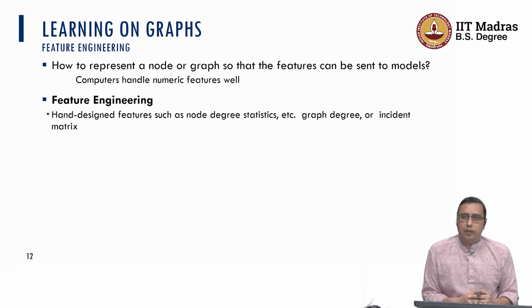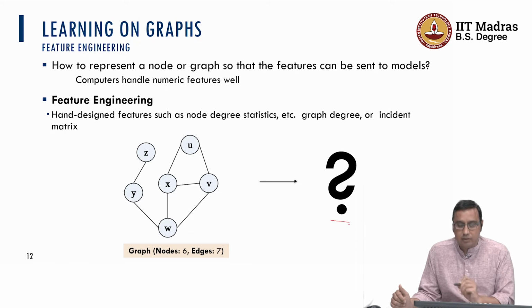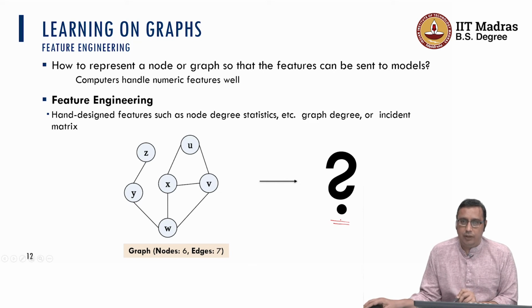So in traditional approaches, we do feature engineering, which is typically hand-designed features such as node degree statistics, or graph degree, or incidence matrix can be used as a feature. And the objective here is, given a graph, what kind of feature should be used, correct? So I have a graph and I want to know what kind of features I can actually use to perform certain tasks, which can be node classification, graph classification, community detection, etc.